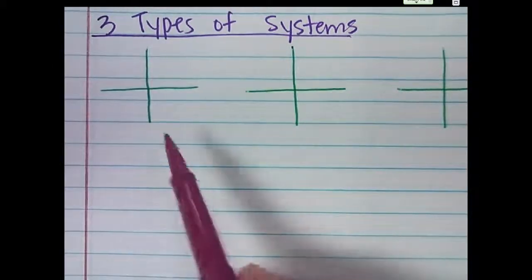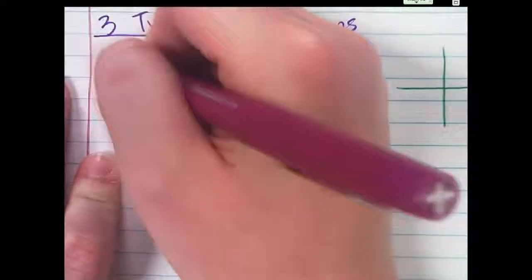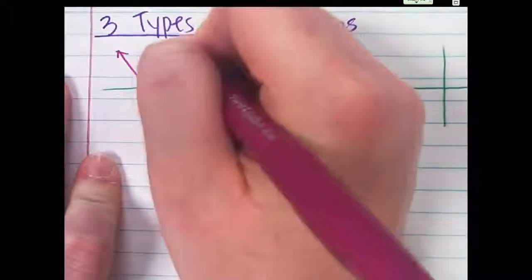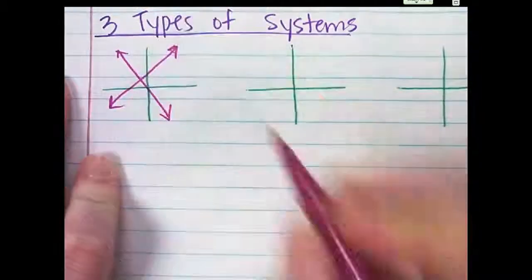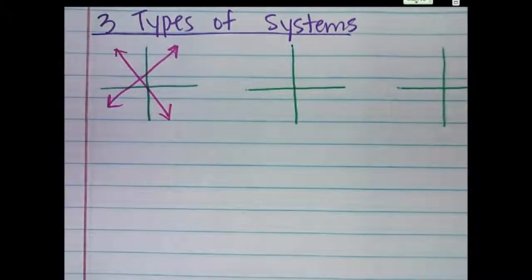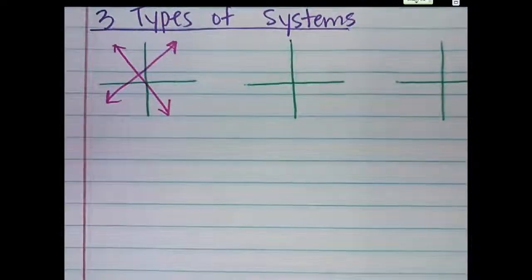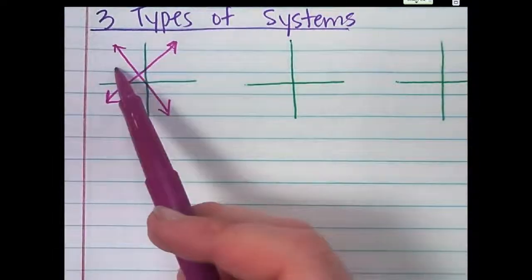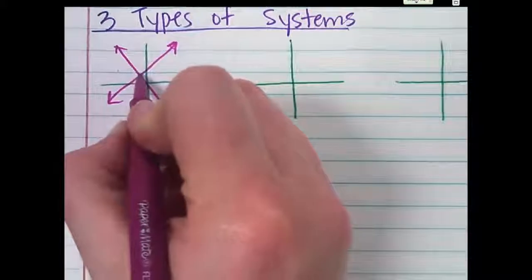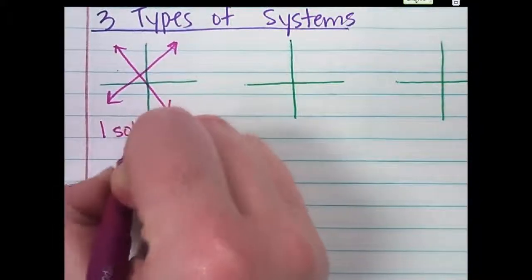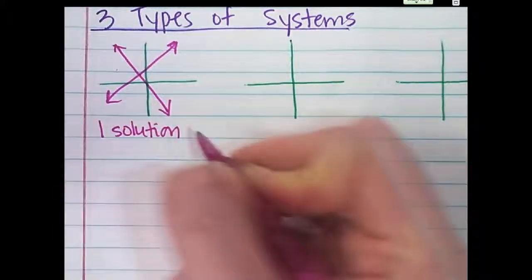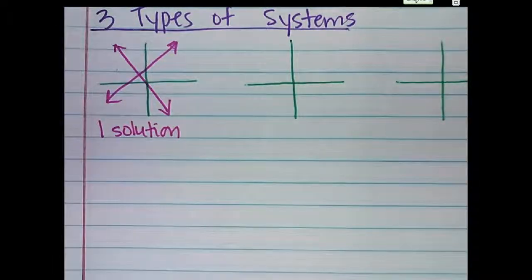Okay, so for the first one, I'm just going to draw 2 lines. Doesn't matter what you draw, I just want them to cross at one point. So because our system has 2 equations in it, since they cross at one point, there's one solution here. And that solution would be whatever that coordinate point is. So when we graph them, that's what we're going to look for, is what is that solution.